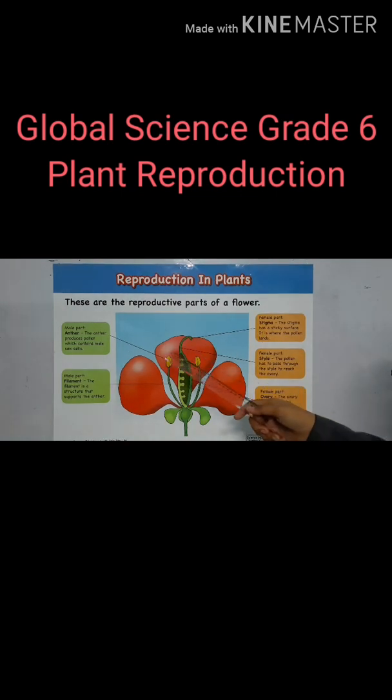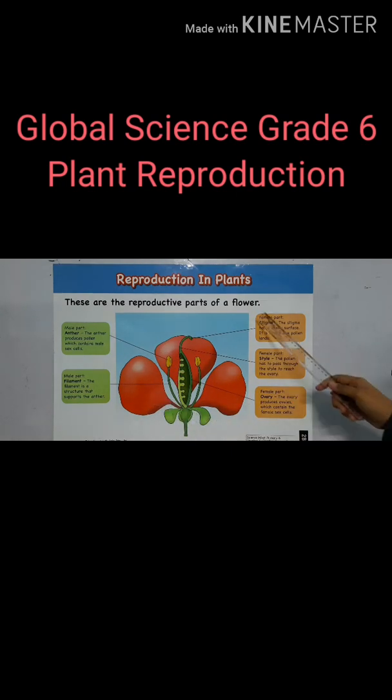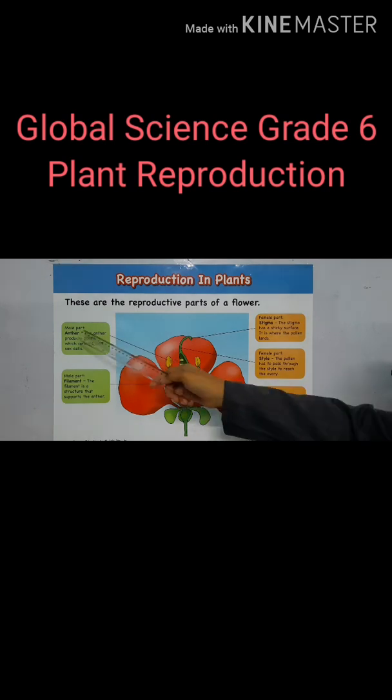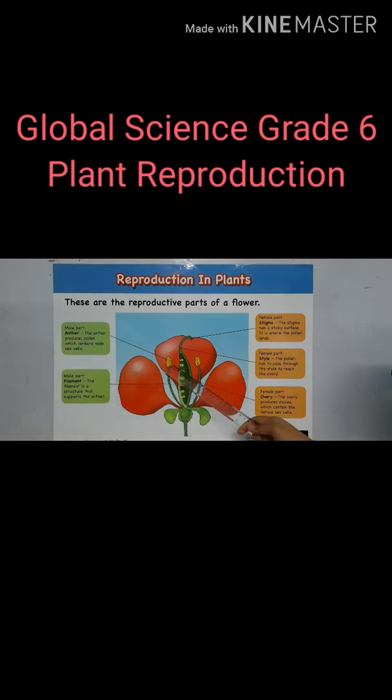There is a male part we call stamen, and a female part we call carpel. The male part contains anther and filament. Anther produces pollen grains and filament supports the anther.